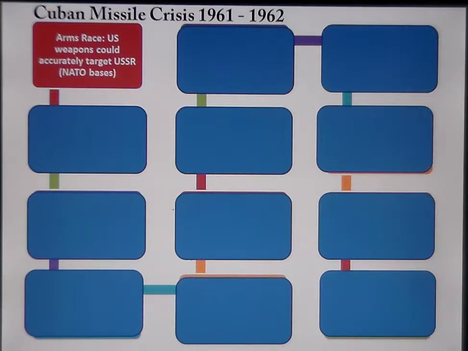Whereas the Soviets could launch intercontinental ballistic missiles, but they couldn't really know exactly where they were going to land. They were just aiming for the USA. So up until the late 1950s, America is the clear winner in this arms race.